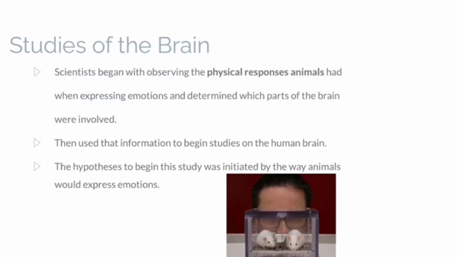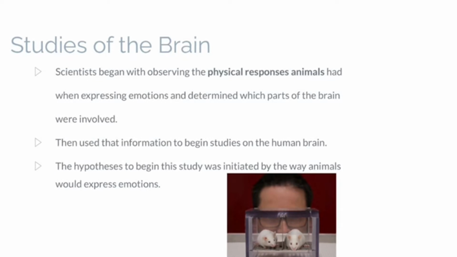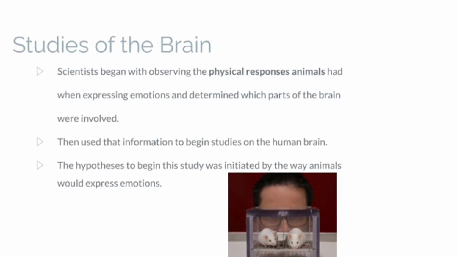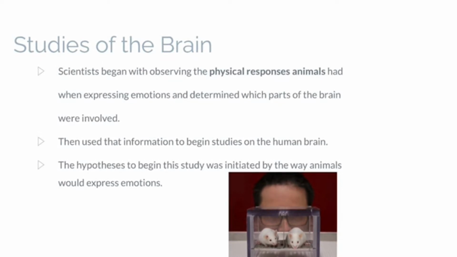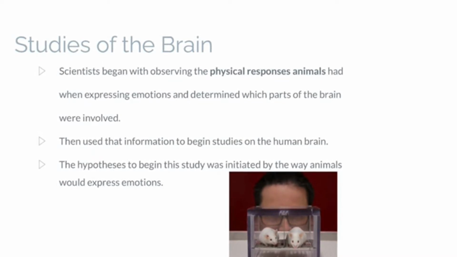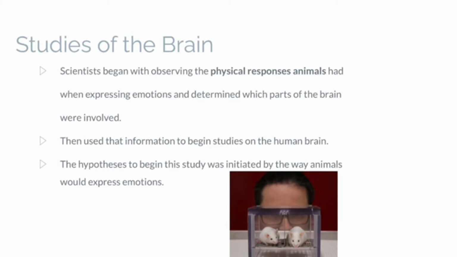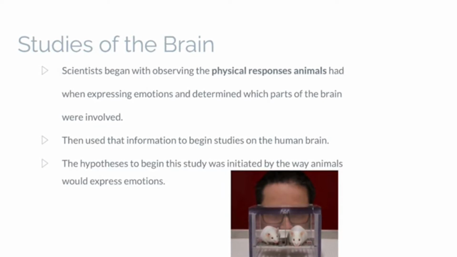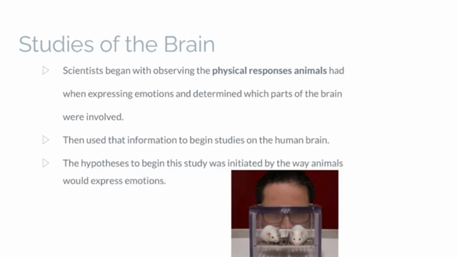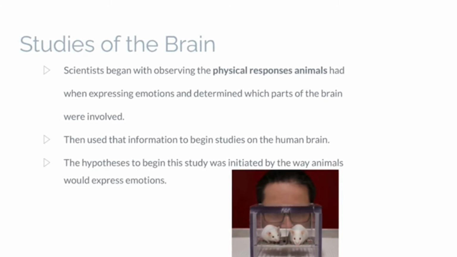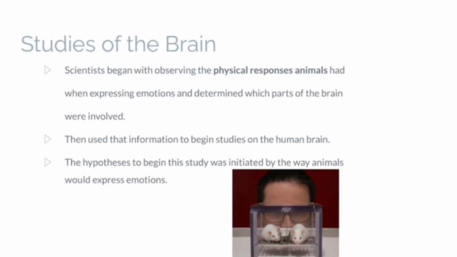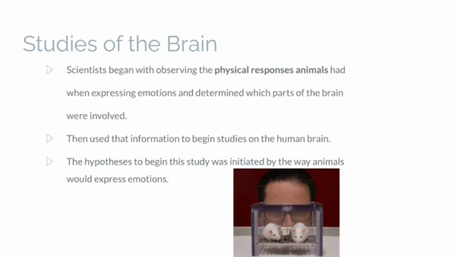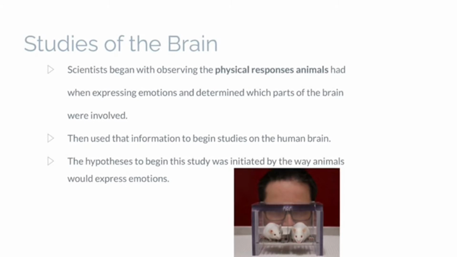Scientists began with observing the physical responses of animals when expressing certain emotions and determined which parts of their brain were involved during these emotions. They then transferred this information over to study the human brain, and most of the hypotheses with the studies in the human brain began with the way animals would express their emotions. For example, because rats were aggressive in one part of their brain, they would transfer the same information over to test in a human brain.